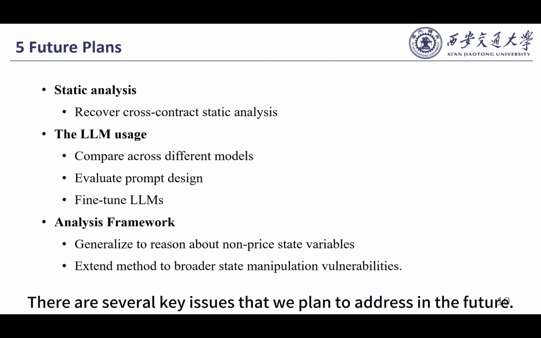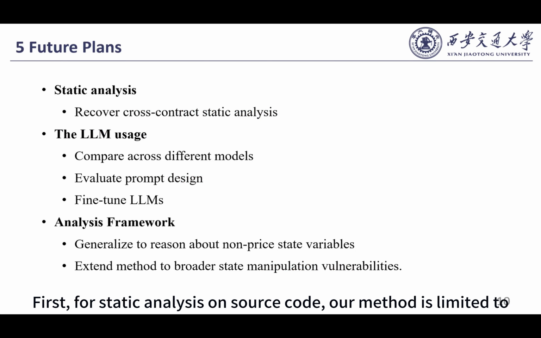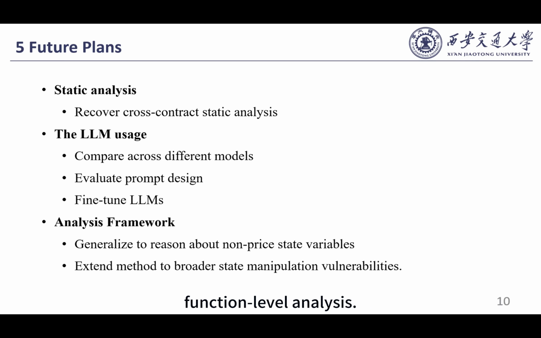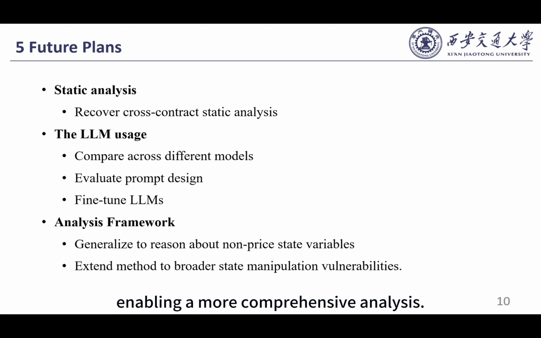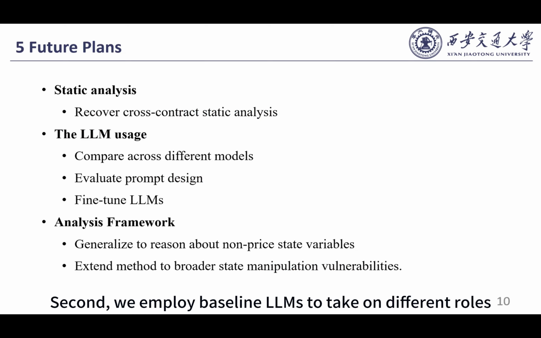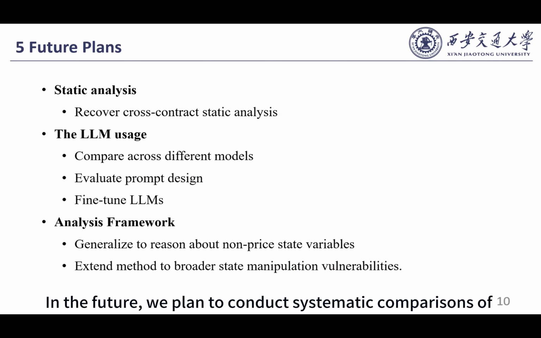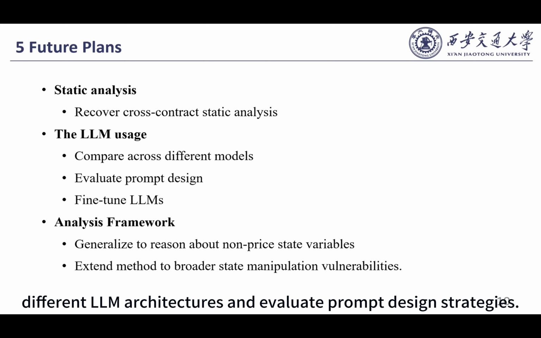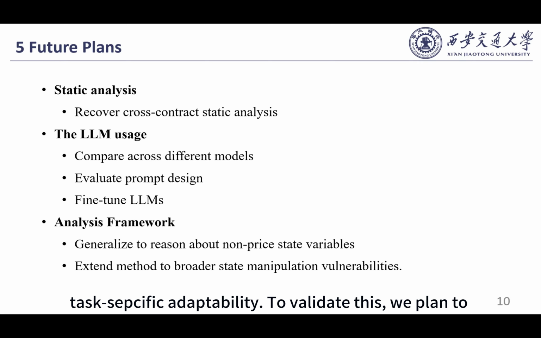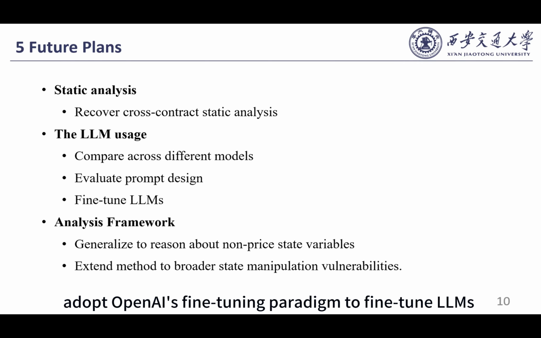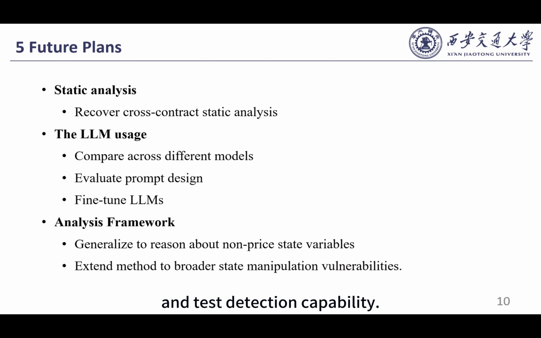There are several key issues that we plan to address in the future. First, for static analysis on source code, our method is limited to function-level analysis. We plan to recover the cross-contract call graph for DeFi contracts, enabling a more comprehensive analysis. Second, we employ baseline LLMs to take on different roles for code semantic reasoning. In the future, we plan to conduct systematic comparisons of different LLM architectures and evaluate prompt design strategies. Moreover, compared to fine-tuning LLMs, our method may lack task-specific adaptability. To validate this, we plan to adopt OpenAI's fine-tuning paradigm to fine-tune LLMs and test detection capability.